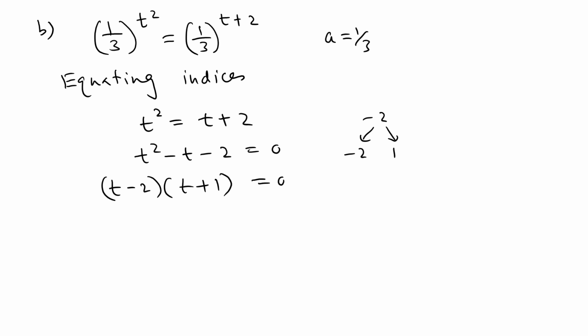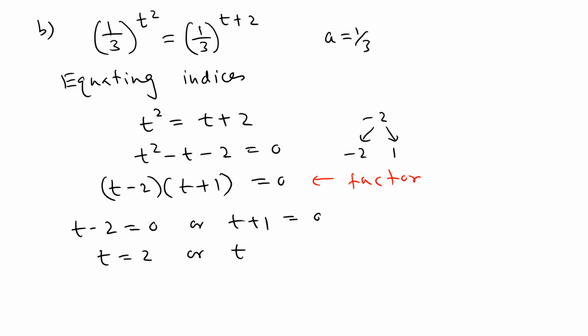So what we did here is we factored, and then we set each factor equal to 0: t minus 2 equal to 0, or t plus 1 equal to 0. Adding 2, t equals 2, or t equals negative 1, and you can see both work. So the solution is t equals 2 or t equals negative 1. Good. These are the ones that have the same base.